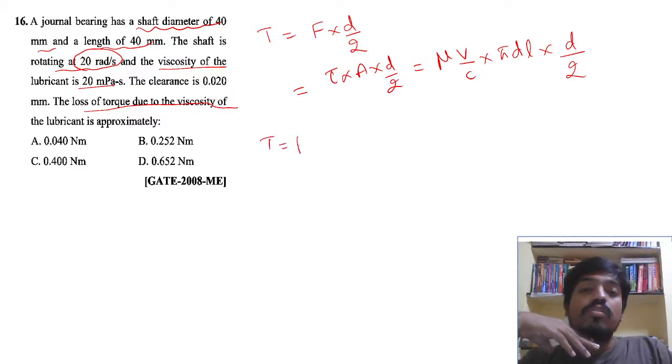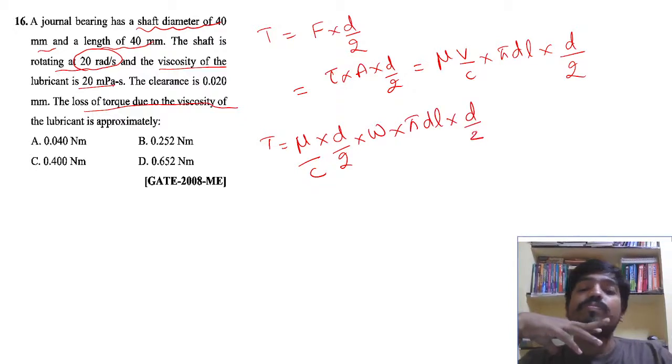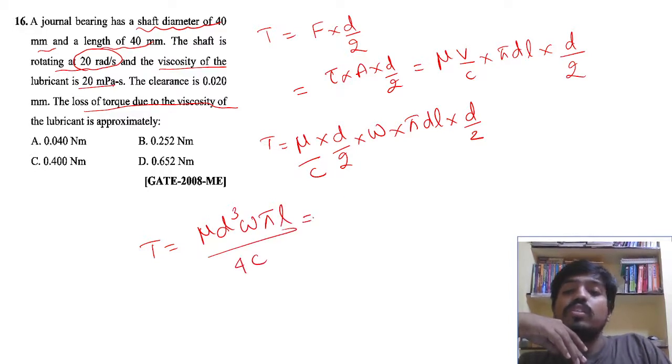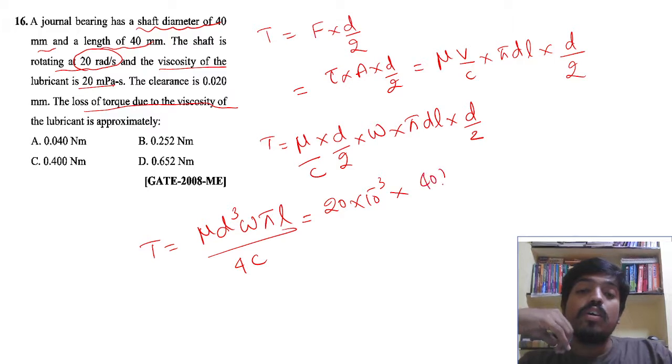So this torque is equal to mu into velocity; velocity is not known, so d by 2 into omega, that is r omega, into pi dl into d by 2. So this torque value is taken as mu into d cube omega pi L divided by 4C. What is the viscosity? Viscosity into the power of minus 3, into what is the shaft diameter? 40, the whole cube, into the power of minus.